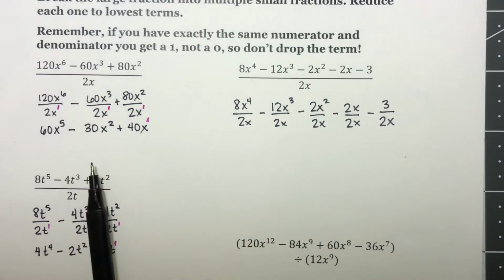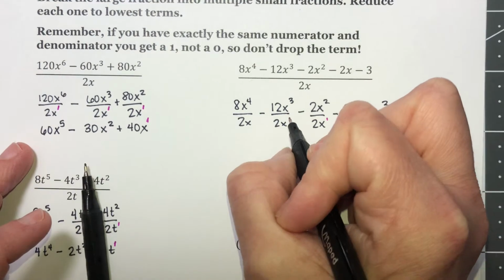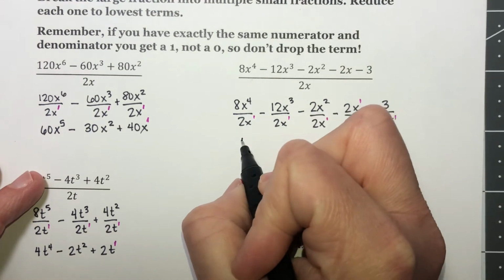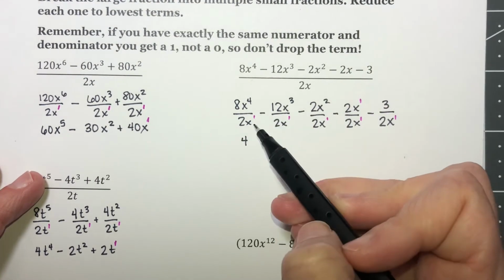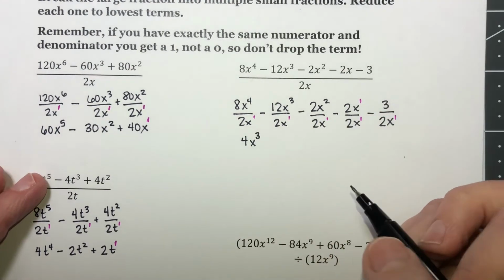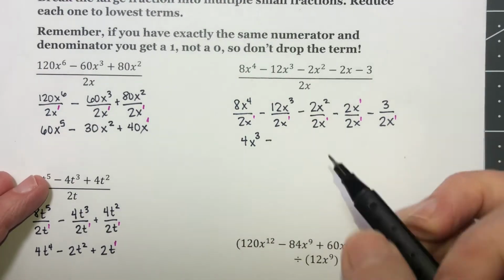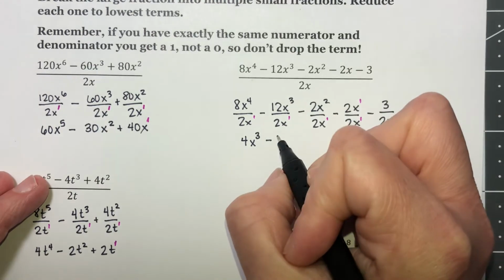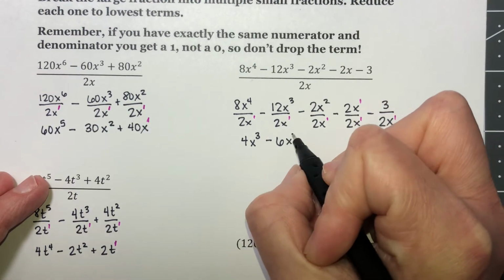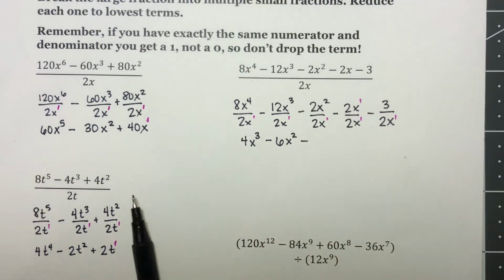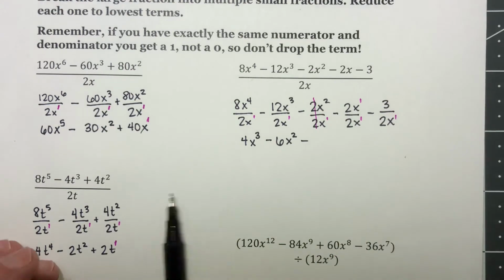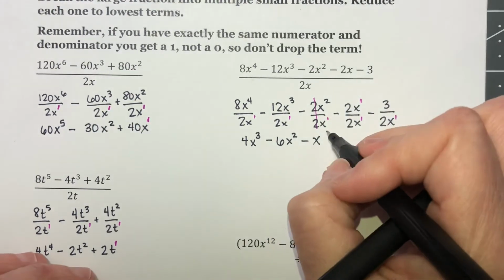Let's reduce where we can. Each of these has an understood 1, and so does that one. 8 divided by 2 is 4. 4 minus 1 is 3. I have x cubed. Minus 12 divided by 2 is 6. 3 minus 1 is 2, so I have x squared. Minus. All right, 2 divided by 2, that goes away. Those are 1s. 2 minus 1 is 1, so I have x to the understood first power here.